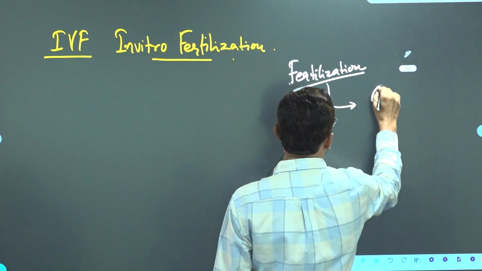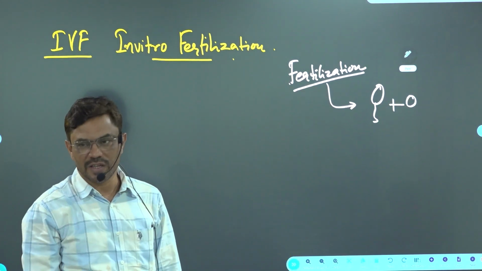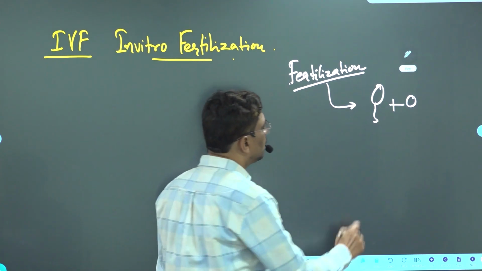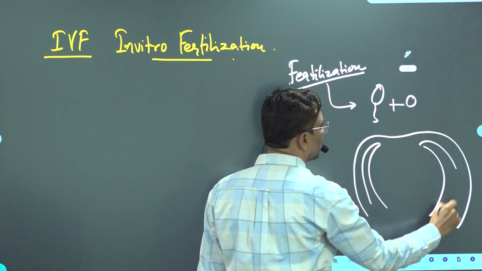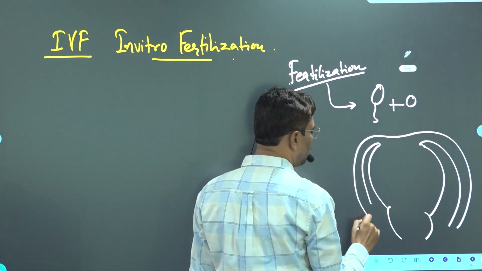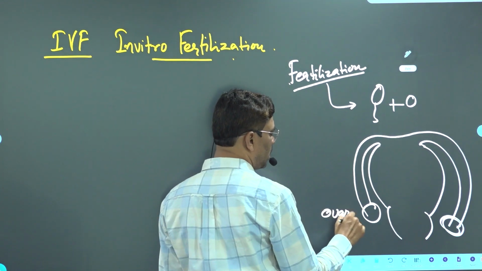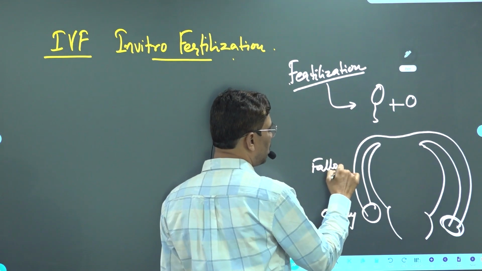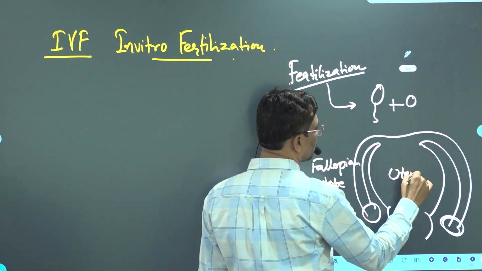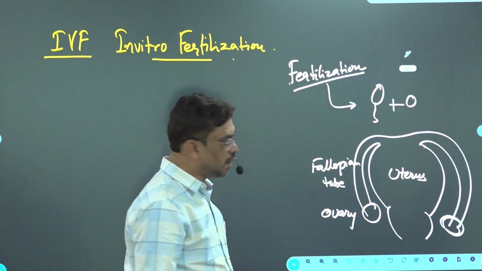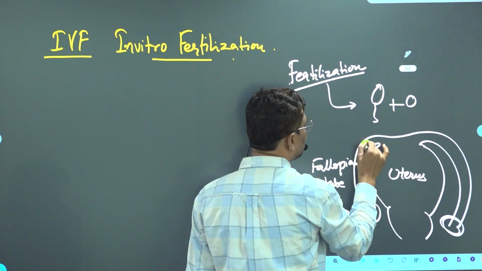Union of male and female gametes. The union of male and female gametes is called fertilization. Naturally, in humans, fertilization occurs in the fallopian tubes. If you observe the reproductive system of females, this is the ovary, this is the fallopian tube, and this is the uterus. Generally fertilization takes place in the fallopian tubes, where the fertilized egg is formed.